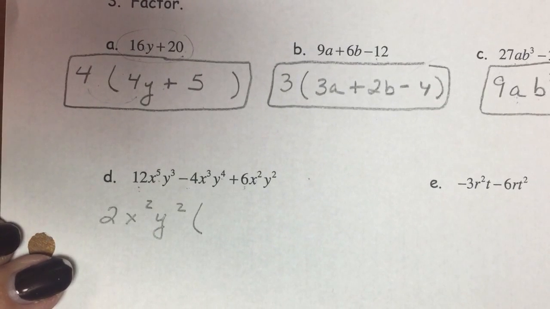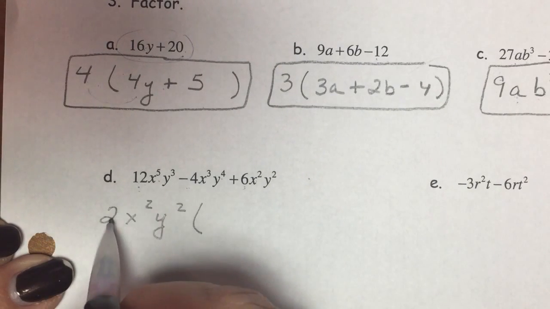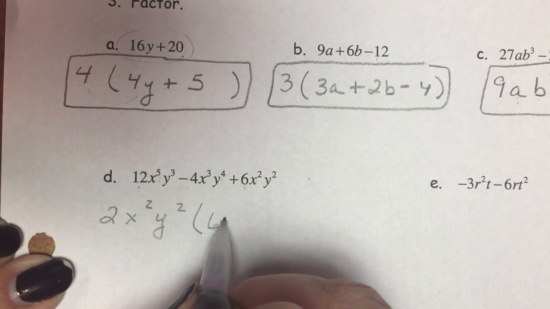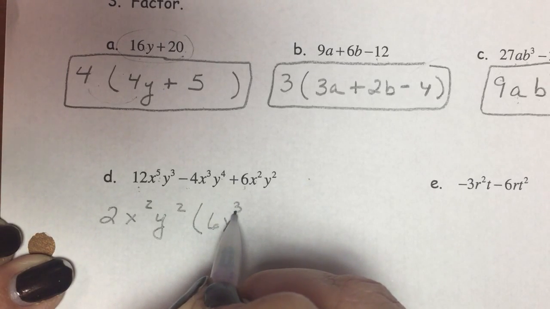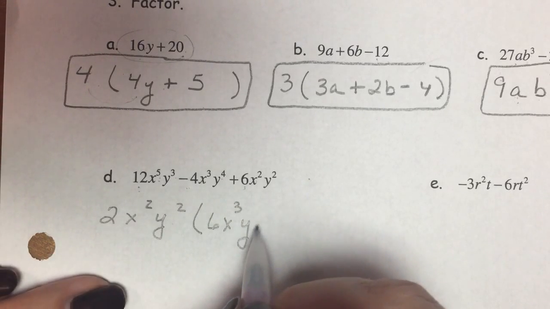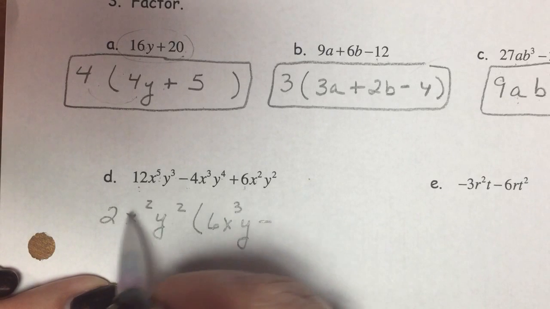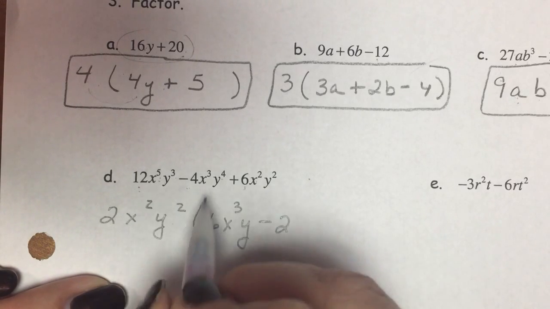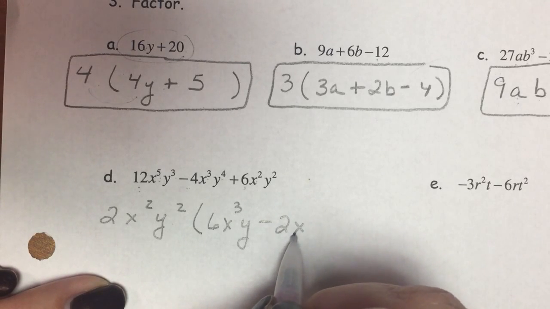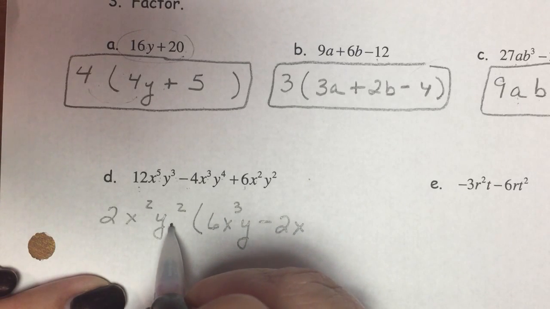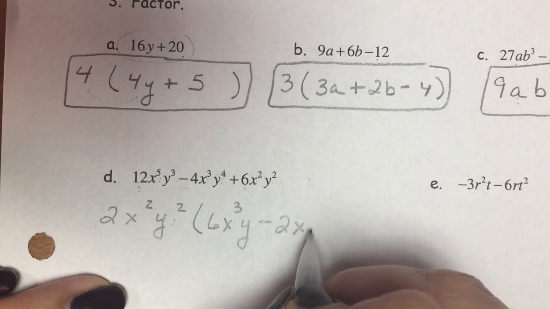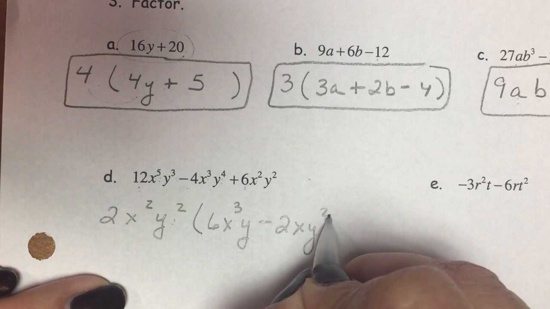So now let's write what's left, and we're going to do that by dividing. 12 divided by 2 is 6. X to the 5th divided by x squared, that means that there's x cubed left. And y cubed divided by y squared, there's a y left. Minus 4 divided by 2 is 2. X cubed divided by x squared, there's an x left. And y to the 4th divided by y squared is y squared.